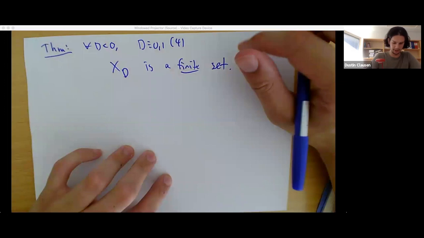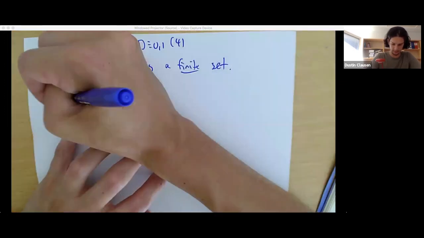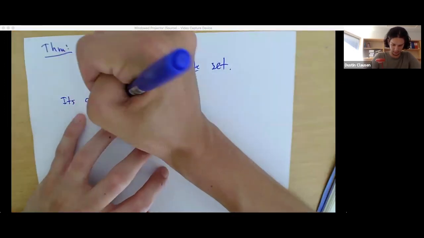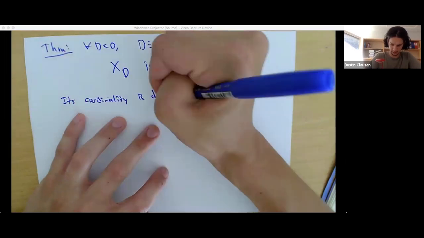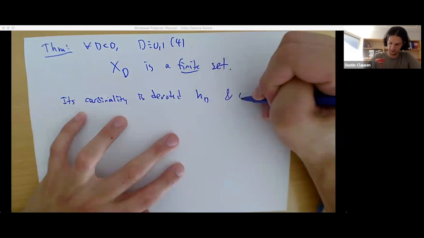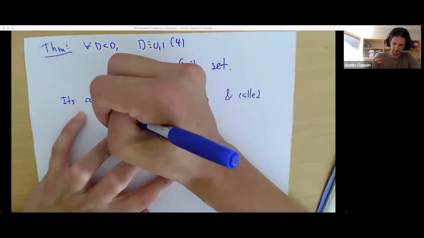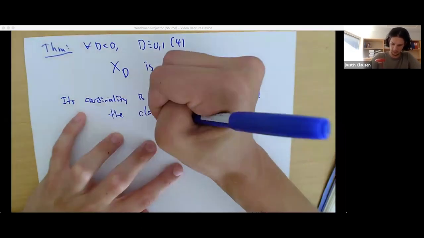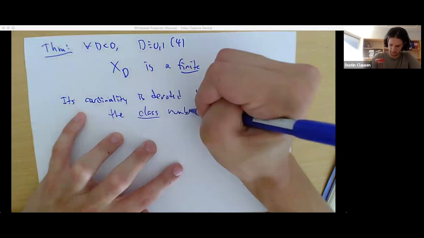So its cardinality is denoted h_D and is called the class number of D.